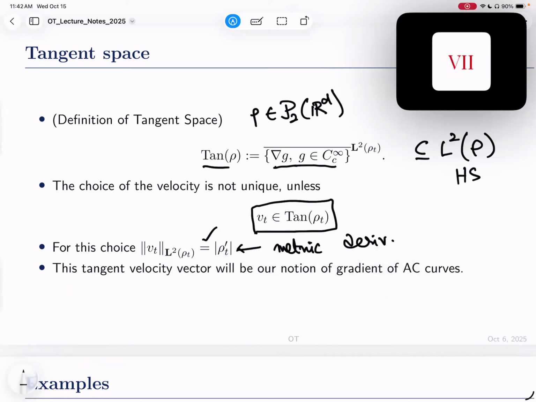And this tangent velocity vector will be our notion of a gradient of a curve of probability measures. All right, let's recap from where we started. I'll recap these notions. This is the idea that we'll pursue. Let's recap.